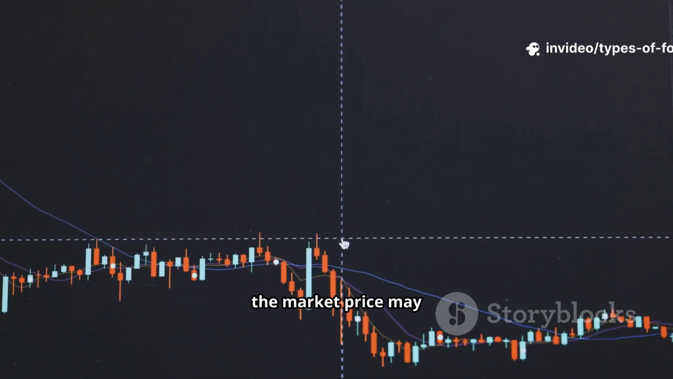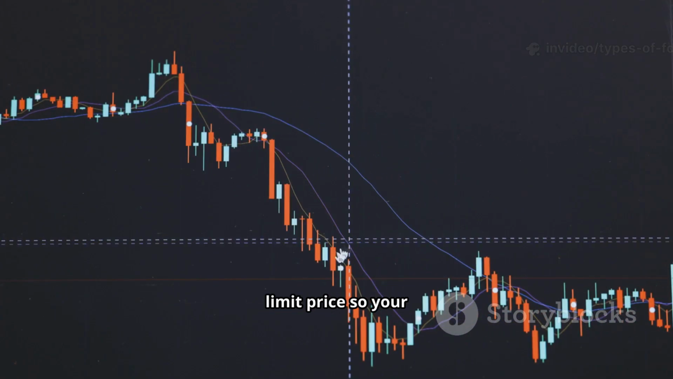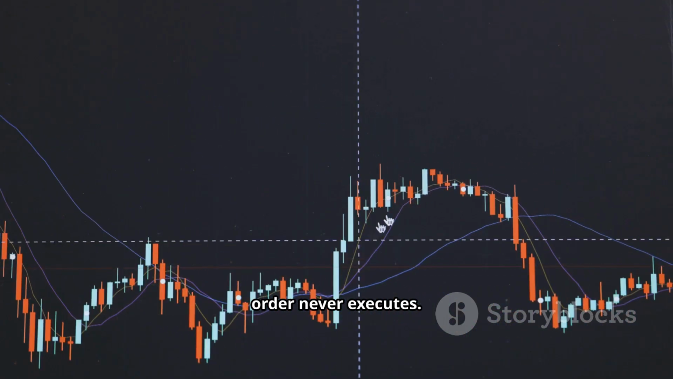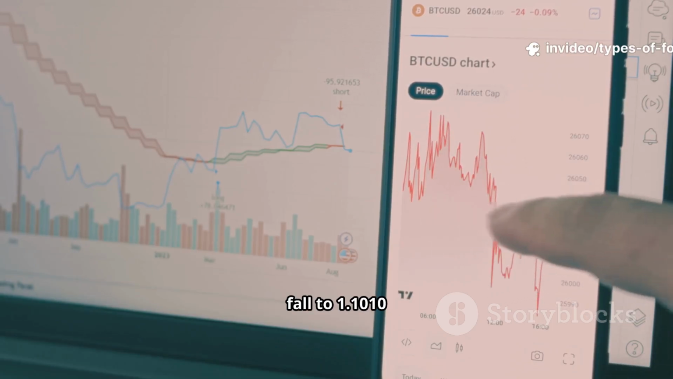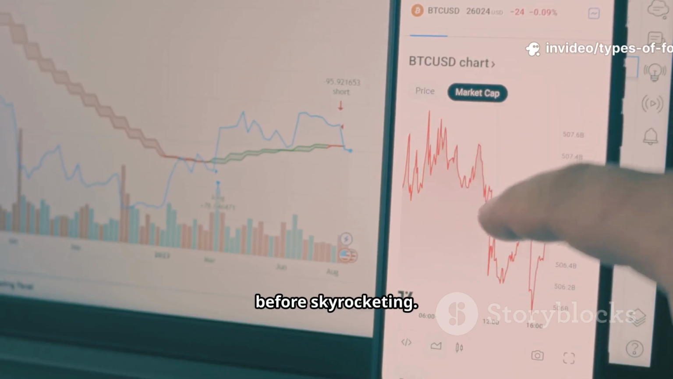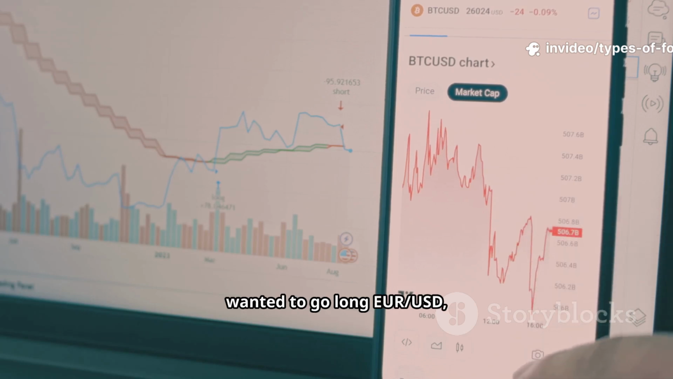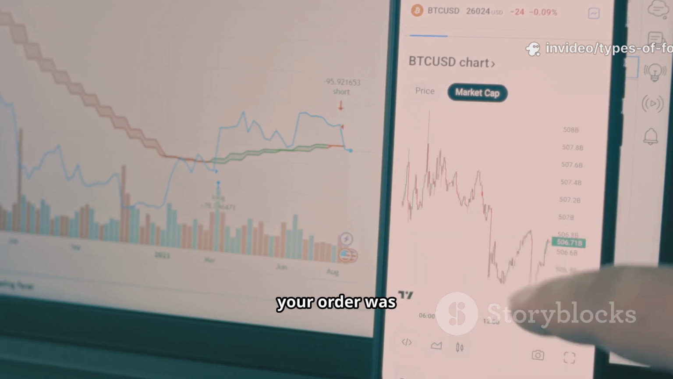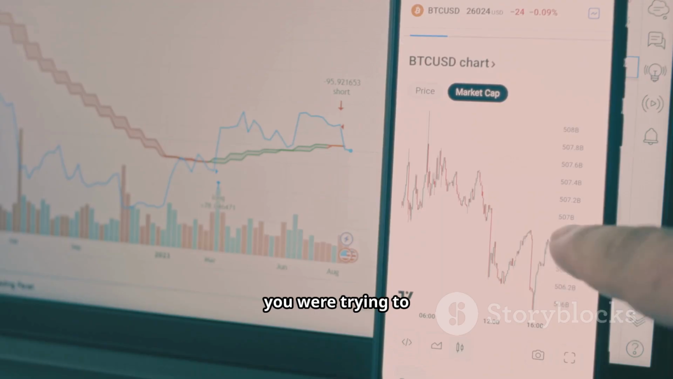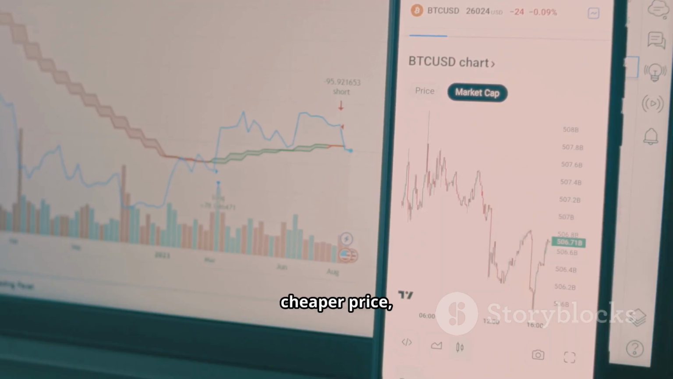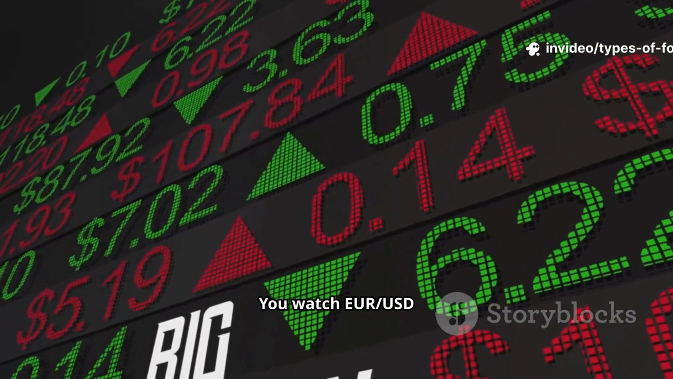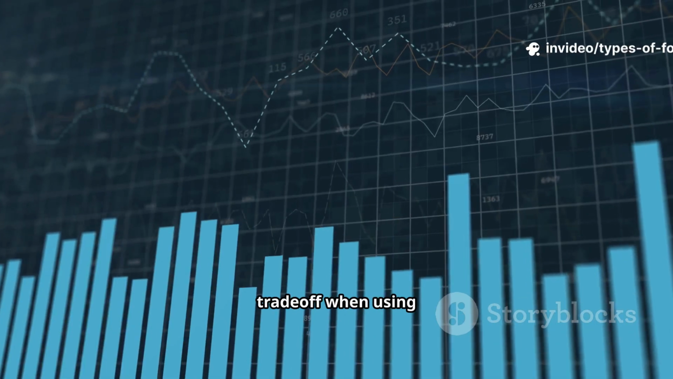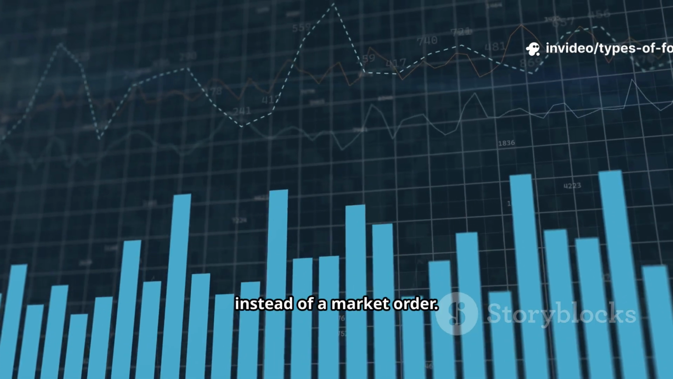The catch is that the market price may never reach your limit price, so your order never executes. In the previous example, EUR/USD may only fall to 1.1010 before skyrocketing, so even though you wanted to go long EUR/USD, your order was never executed since you were trying to enter a long position at a cheaper price, 1.1009. You watch EUR/USD rise without you. This is the trade-off when using a limit order instead of a market order.